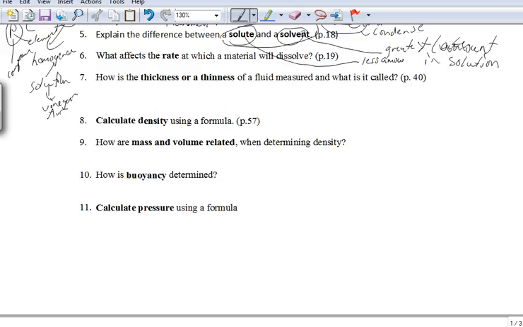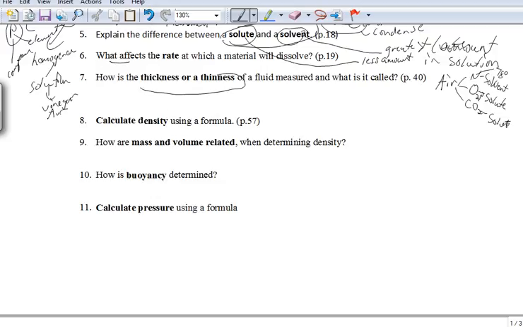So let's talk about air. Air contains nitrogen, oxygen, and then carbon dioxide and other gases. Nitrogen is the solvent. Oxygen would be one solute because it's at about 21%. Nitrogen's at about 78%. And carbon dioxide could be a solute. So there's more than one solute.